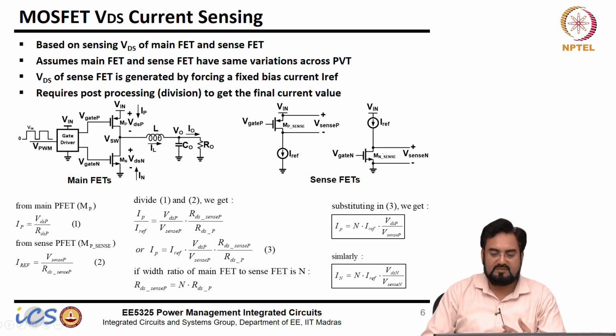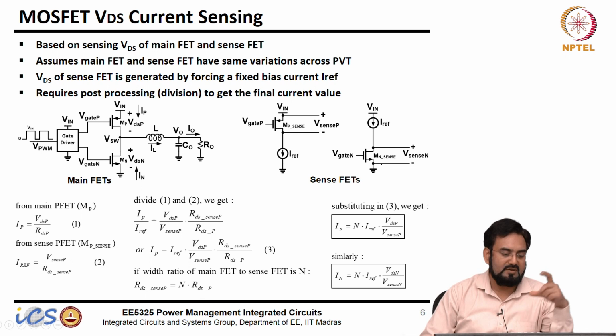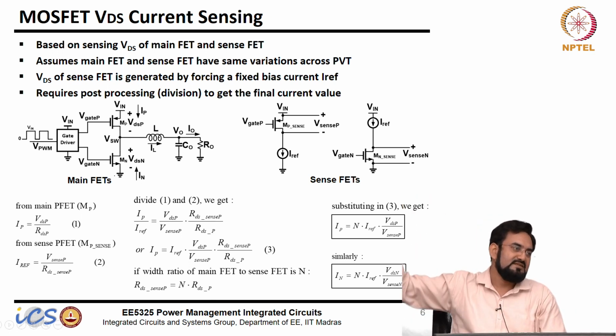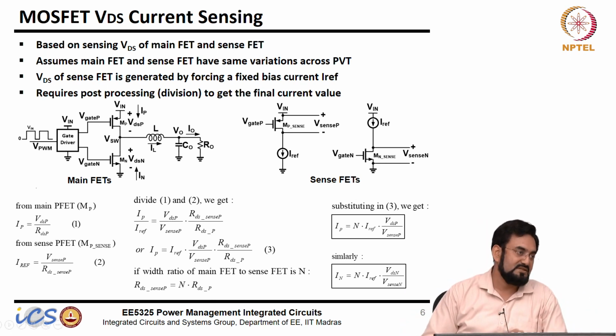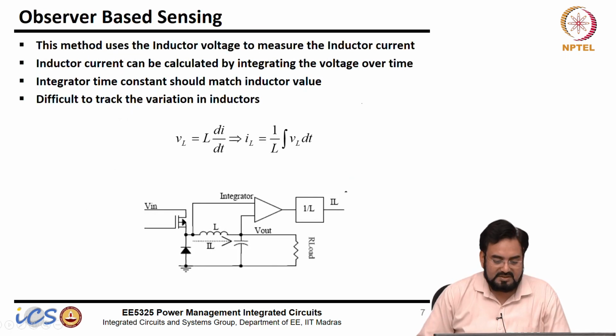Same thing you can do with the NMOS if you are looking for a valley current. And once you have both peak and valley, if you add the two, you will get the exact inductor current, and you can get the average current from there as well. Okay.